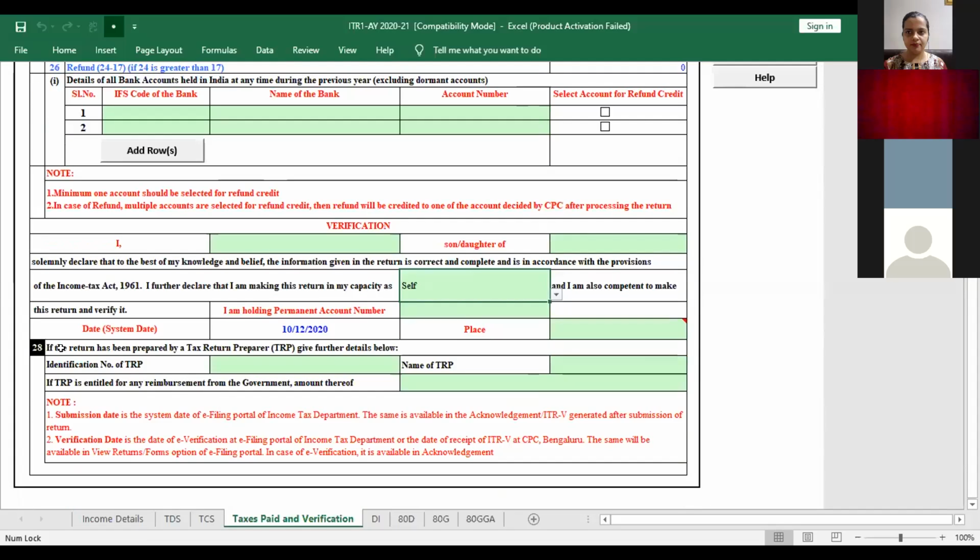Supposing you're filing the return through a tax practitioner or chartered accountant or any other tax practitioner, then you may voluntarily write their details over here. It is not compulsory. You can see it is not a red field, it is a black field. If you wish to give the details, you may write the identification of the tax practitioner, his number and all. So with this, your entire form is filled.